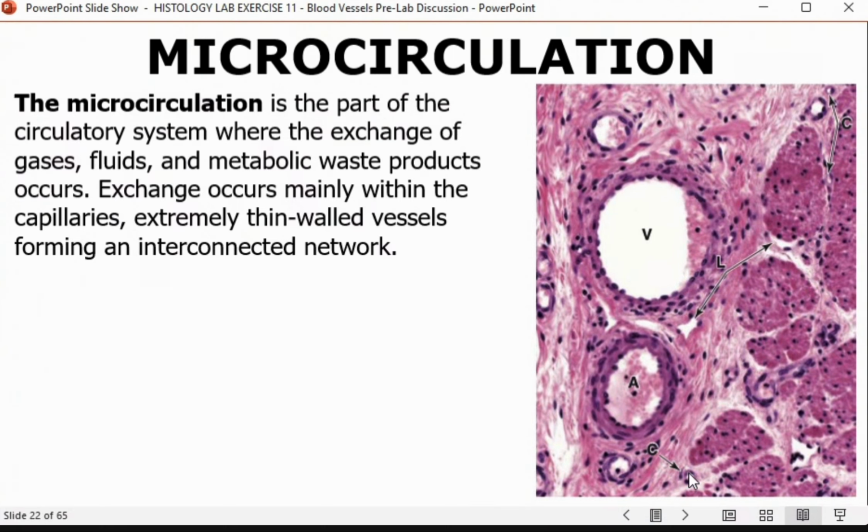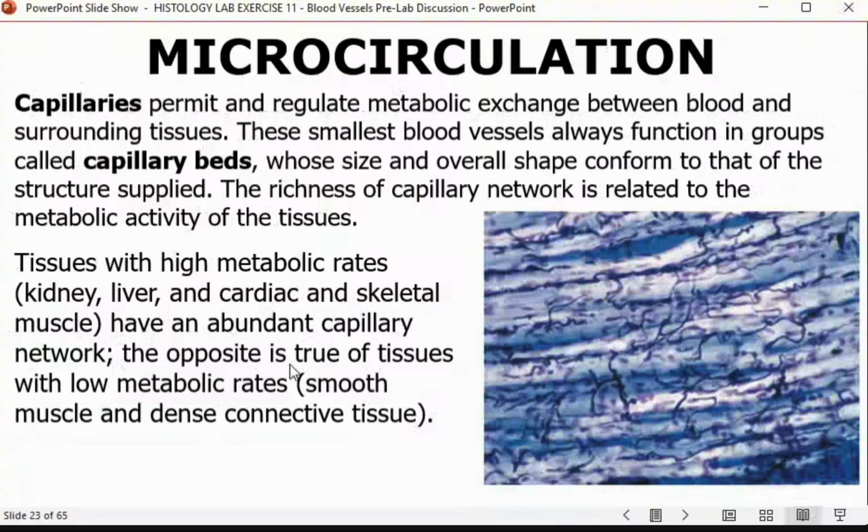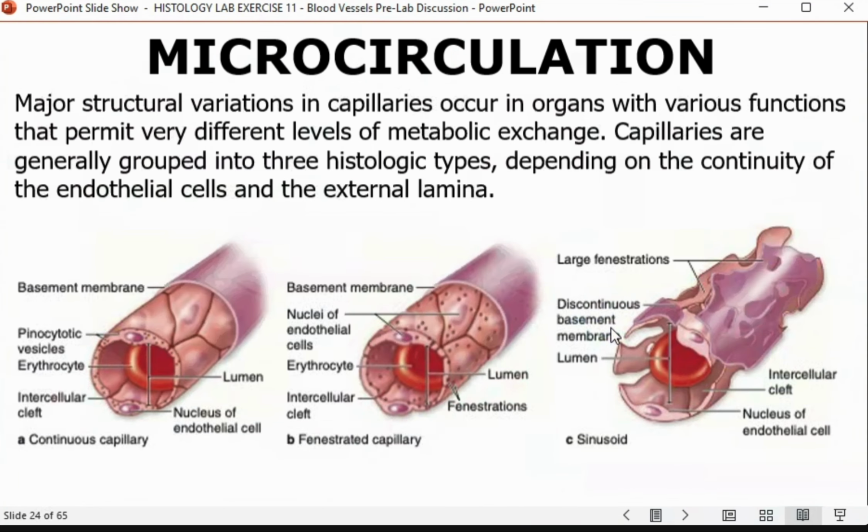Malilit talaga yung capillaries natin. So capillaries permit and regulate metabolic exchange between blood and surrounding tissues. They usually work in groups. We call them your capillary beds, whose size and overall shape conform to that of the structure supplied. Like here, this is a muscle tissue and it's surrounded by dark lines of capillaries, which conform to the shape of your muscle tissue.